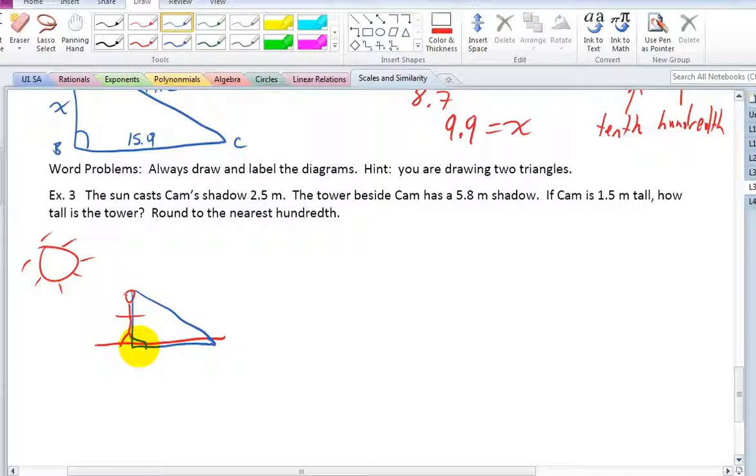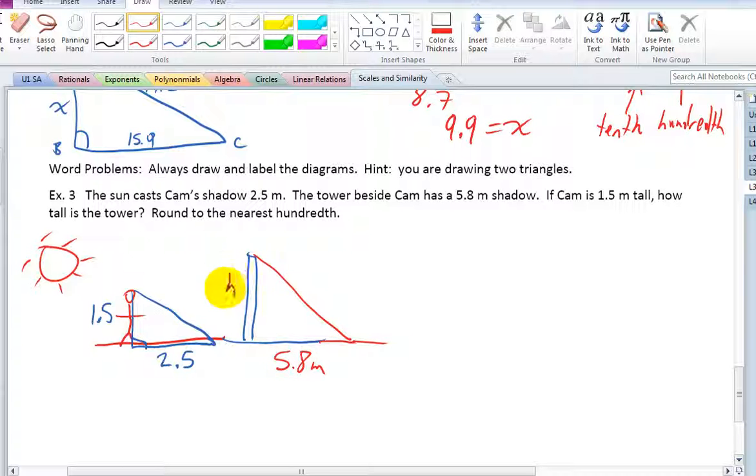Okay. So, the shadow of Cameron is 2.5 meters. Cameron is 1.5 meters tall. You need to put your numbers on your diagram. Here's the tower. It's a very special tower. It has a shadow of 5.8 meters. You want to know how tall is the tower. So we call it H, you can call it X, call it whatever you want.